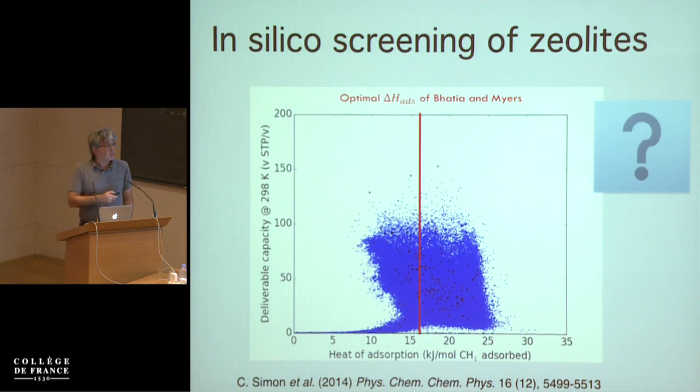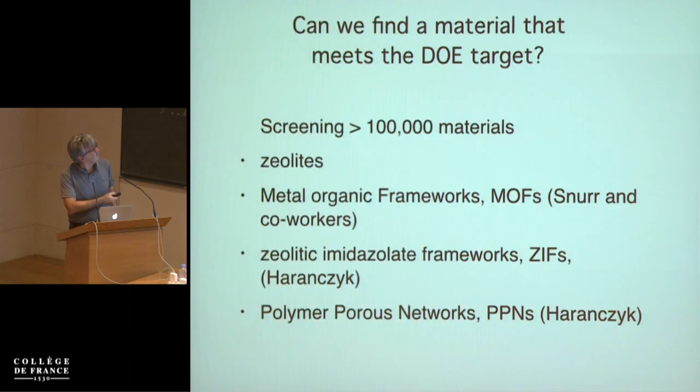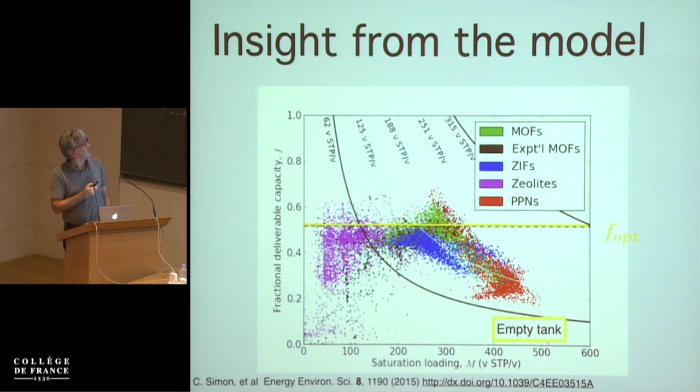But there's also, so this is one class of materials, which is zeolite, but we had databases of many other classes. And what we then tried to do is see whether one of those materials was actually meeting these DOE targets. So in this way, we didn't get very popular, because what you see here is basically we can't get to the targets.